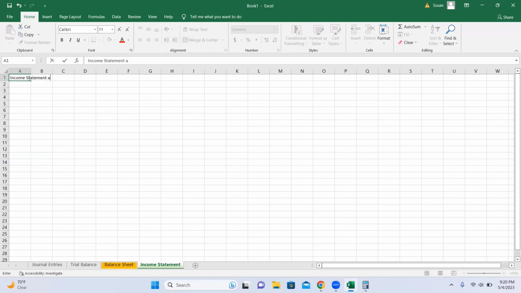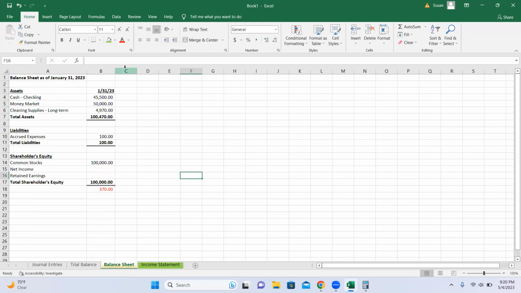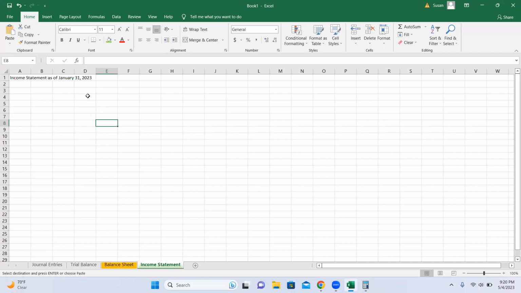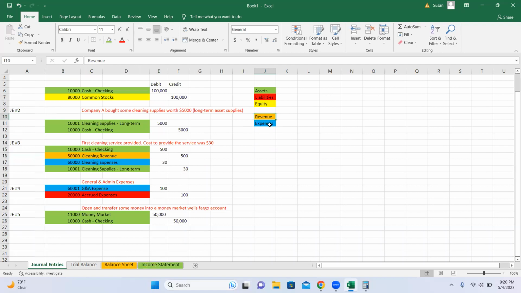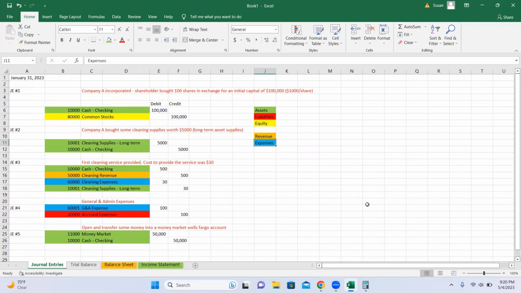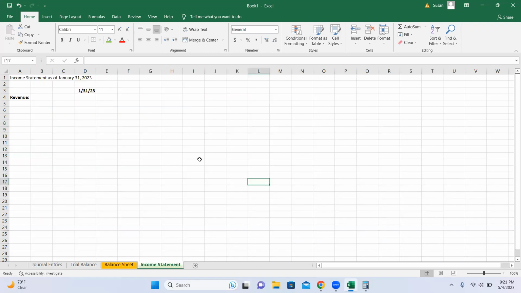statement as of January 31st, 2023. And I'm just going to borrow this here so I don't have to type it up again. So we will start with the revenue, the things that are producing money and income for the company. And as we have previously discussed, from the journal entries, there's revenue and expenses. So these will help measure the revenue profitability of a company.